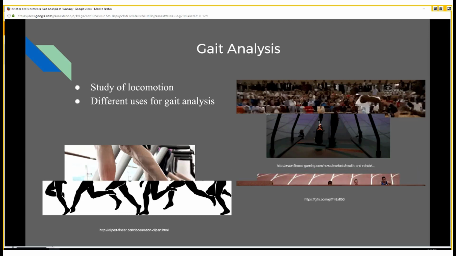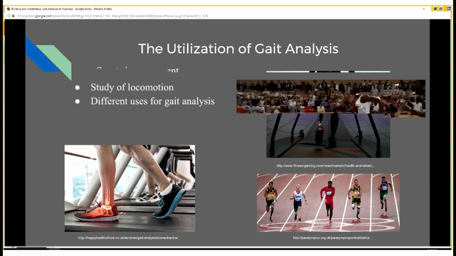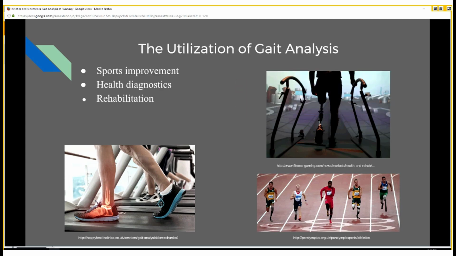So there are many different ways we can use gait analysis in the real world. For example, sports and movement. We can analyze how athletes are moving in order to improve themselves. Another one, health diagnostics. If someone is injured, if they broke their leg, we can understand the asymmetry or symmetry of their legs, so we can help improve them back to normal.